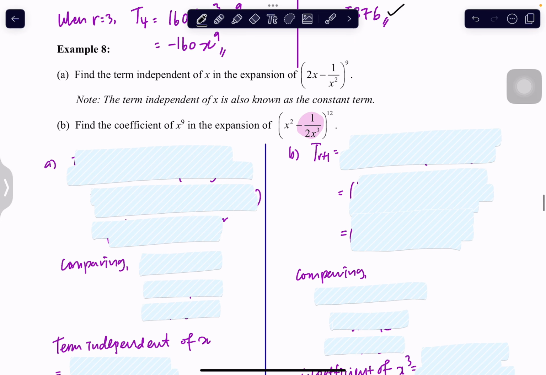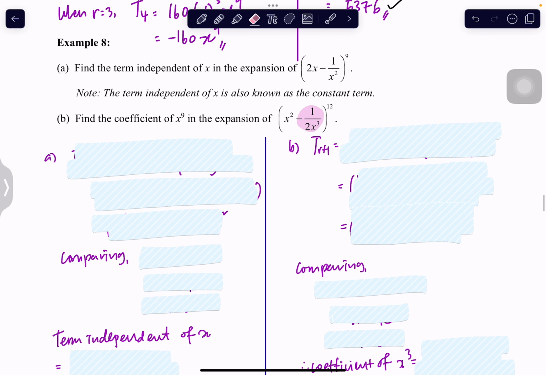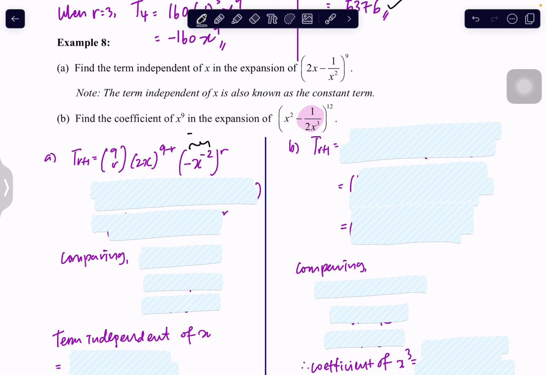This is the last question that I'll be going through in this video. Find the term independent of x for this. So using the general term formula, likewise, distributing the power of r into the two terms inside the bracket, -1 and x squared, because this is written as -1 times x power of -2. So I should have something like this.